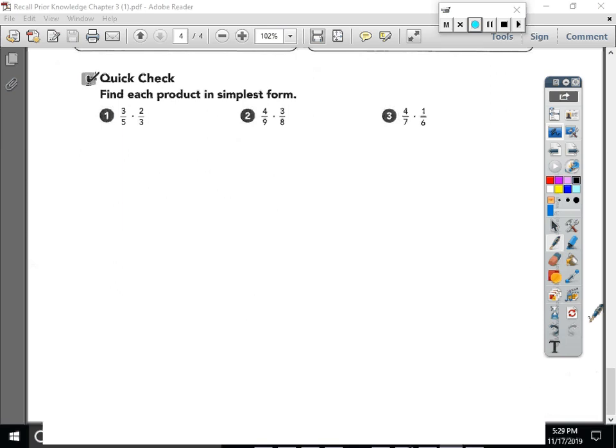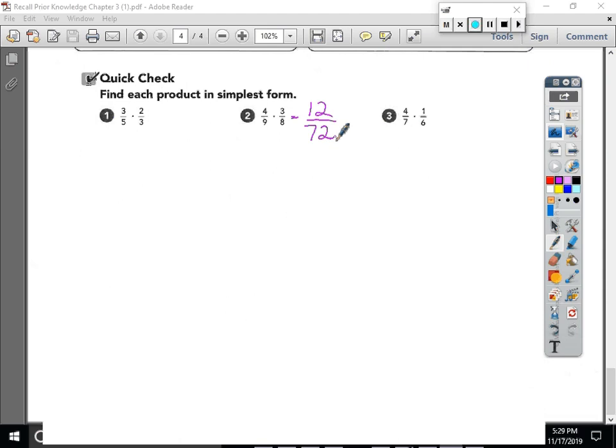Let's take a look at number 2. So you have a couple options here. You can multiply straight across. 4 times 3 is 4, 8, 12. 9 times 8 is, 1 less than 8 is 7, and 7 plus 2 is 9. There's a 9 strip that helped me with that. So I'd get 12 over 72.